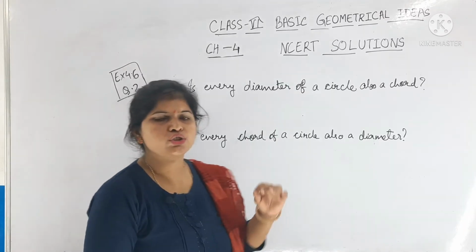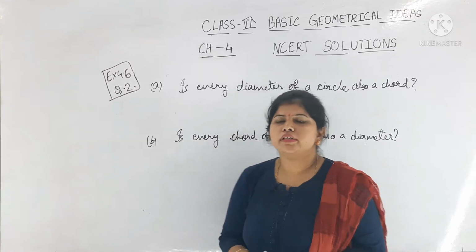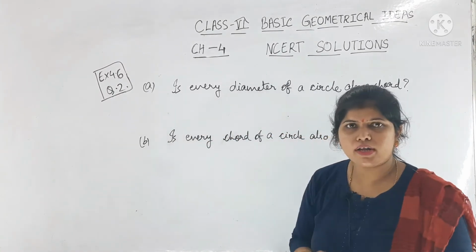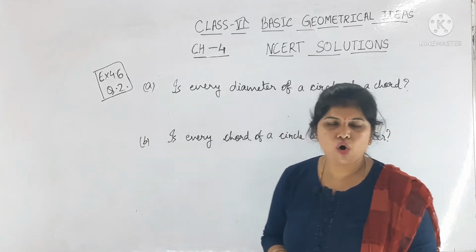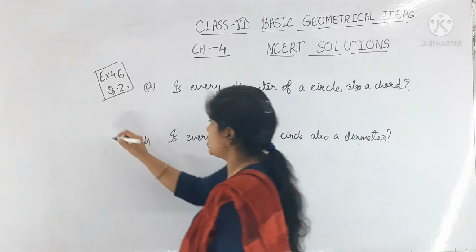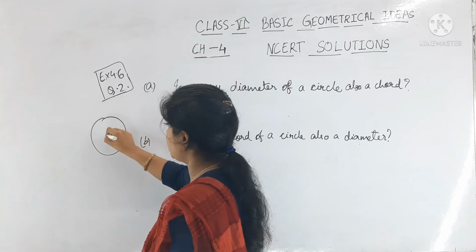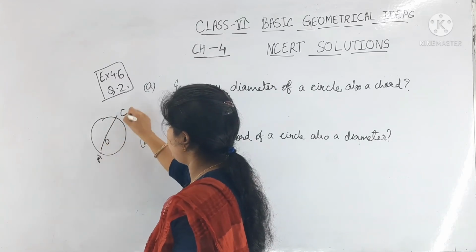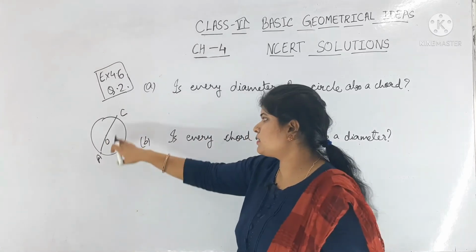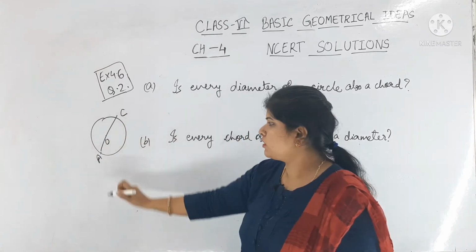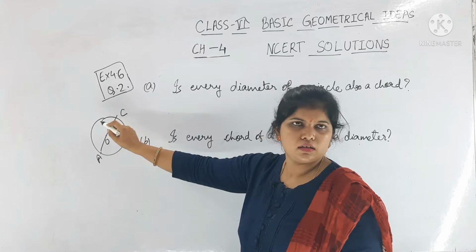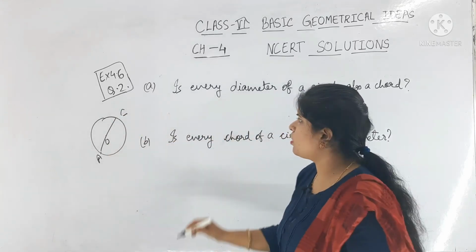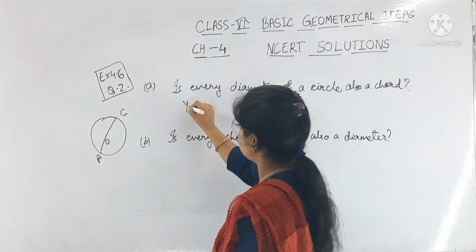Okay students, next is question number 2. Part A: is every diameter of a circle also a chord? Yes, a diameter is the longest chord of the circle. You can see here we have AC, which is a diameter and also a chord. It is the line segment between 2 points. So the answer is yes.